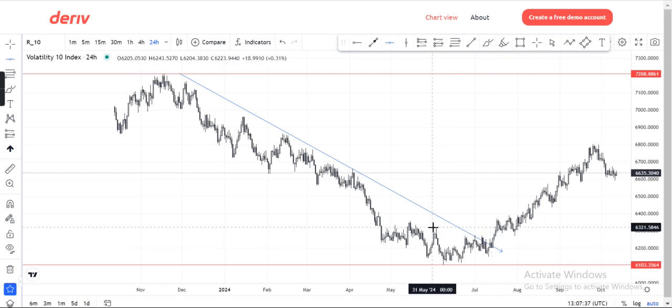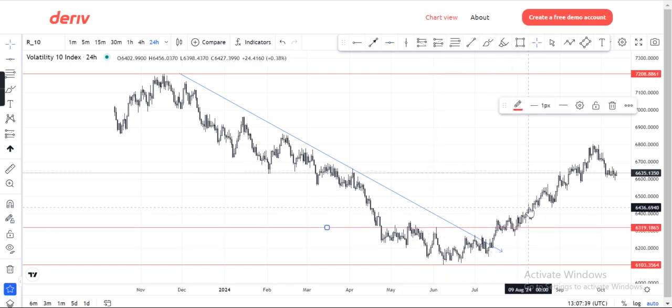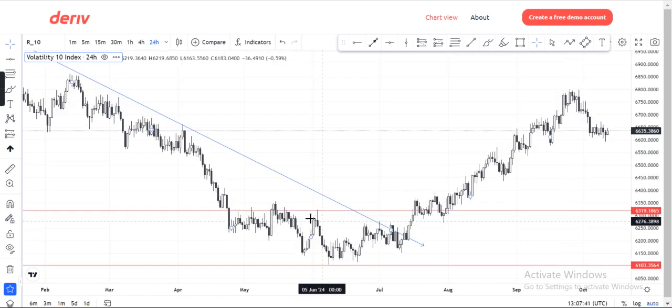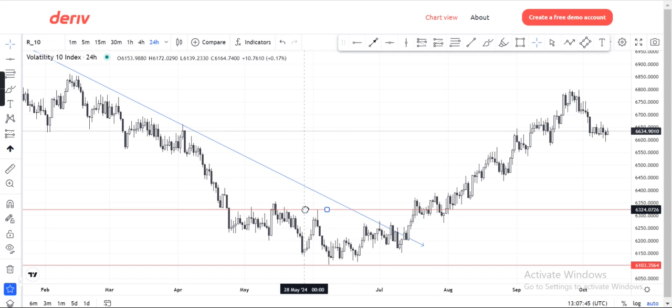We also had the market testing that level twice. So that is this area. So you can see it clearly if I zoom out. You can see the market pushed out, broke this level, came back to test it, pushed again, came back to test it, and then began to give us our push to the upside.